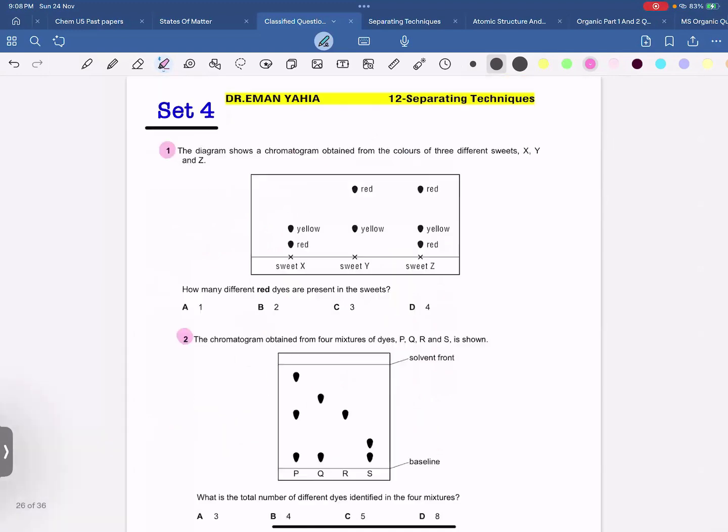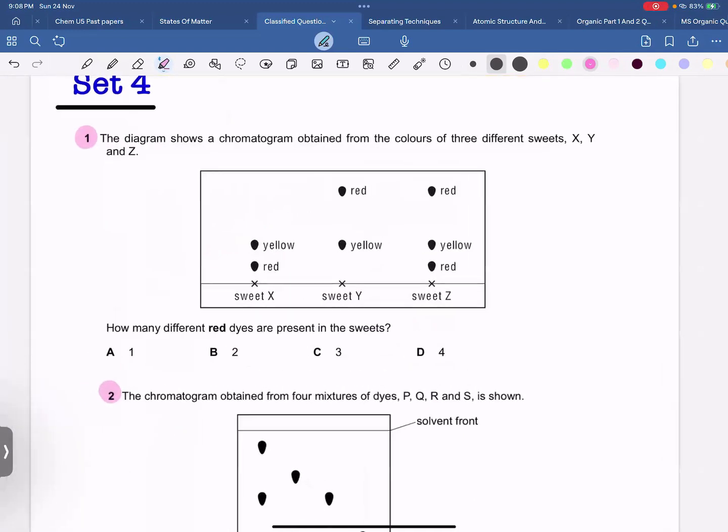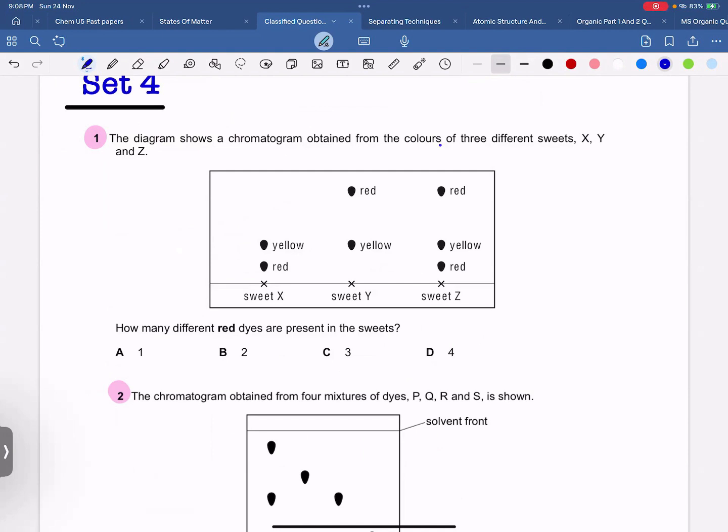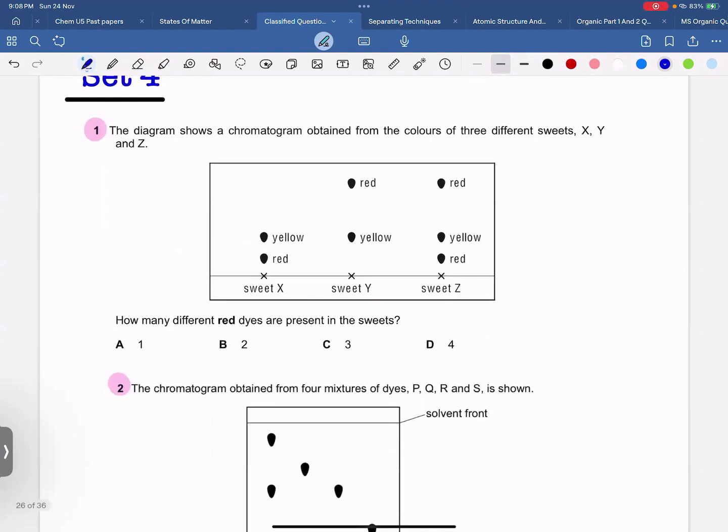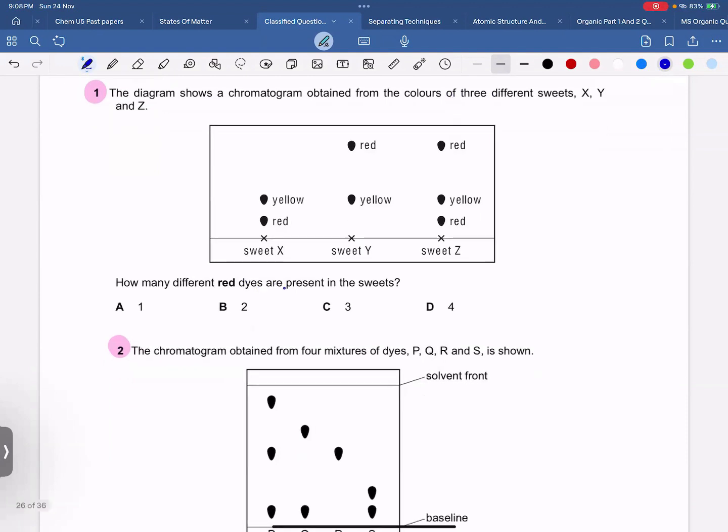Then the diagram shows a chromatogram obtained from the colors of three different sweets, X, Y, and Z. How many different red dyes are present in the sweets? So remember, one red travels the same distance and the second red travels the same distance. So only two.